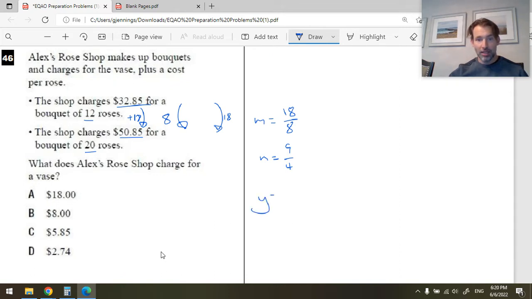So y is equal to 9 over 4 x plus some value b. The total amount you pay is equal to 9 over 4, 9 quarters, multiplied by the number of roses, plus the cost of a vase. So let's figure out what all those are.